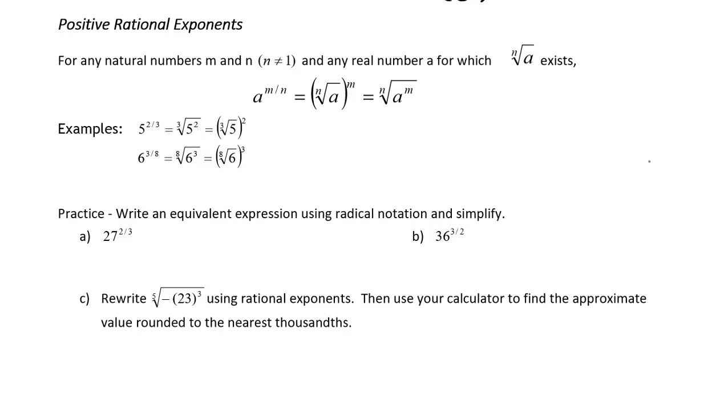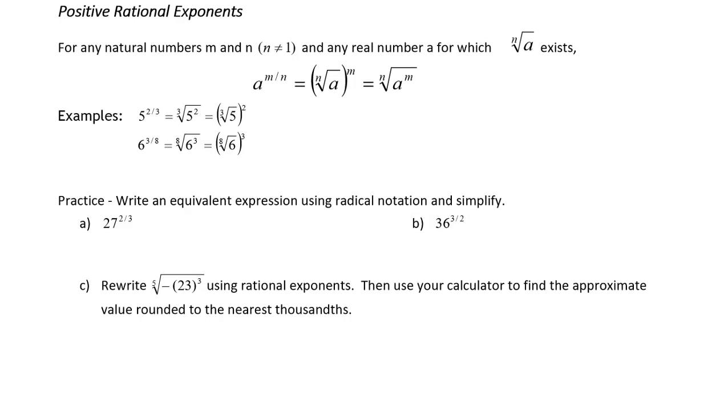So here are some examples. We have 5 to the 2/3, which would be equal to the cube root of 5 to the 2nd, which is also equal to the cube root of 5, raised to the 2nd. You also could write 6 raised to the 3/8 as the 8th root of 6 to the 3rd, or as the whole thing, the 8th root of 6, all raised to the 3rd.